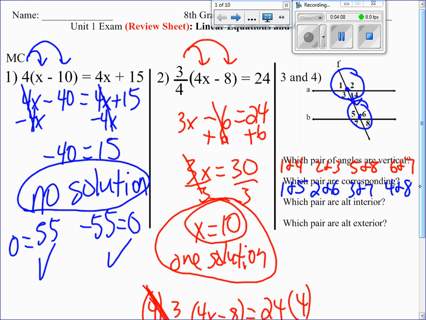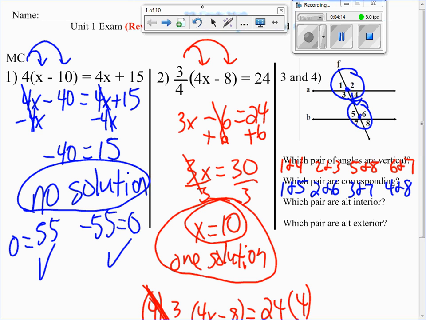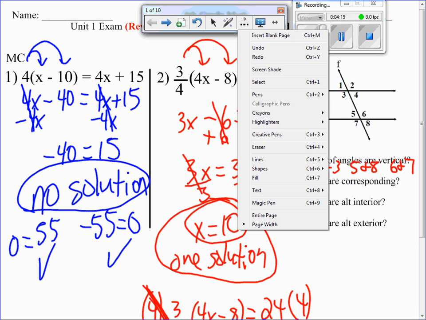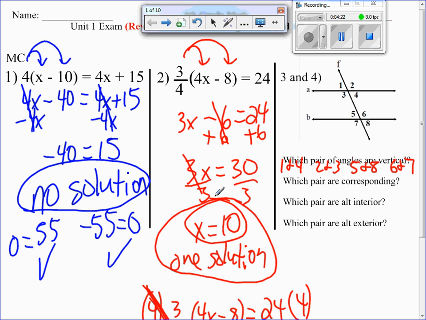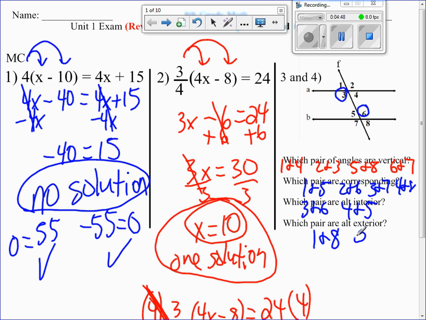Oh no, sorry, which pair are alternate interior? So the 4 interior angles are the ones that are between the parallel lines. So here's my parallel lines, and here are the 4 angles that are inside them or between them, or the interior ones, however you want to think about it. So the alternate interior ones are going to be the interior angles that are diagonally across from each other, so 3 and 6, 4 and 5. And then the alternate exterior is the same concept, 1 and 8, 2 and 7.